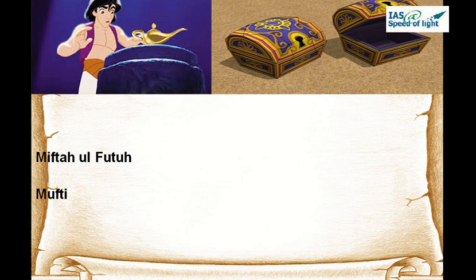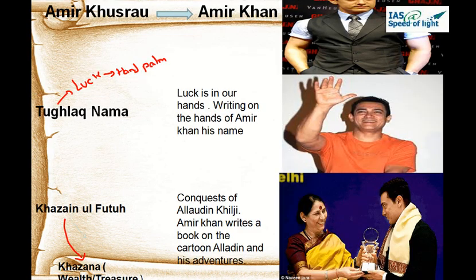Now see a picture again where Amir Khan, in spite of writing his name on his hand palm, that is Tughlaq, luck is hand palm, he's also writing a book on Aladdin. He's so much inspired by Aladdin, and he's writing a book on the adventures of Aladdin. Whenever Aladdin goes in search of any khazana, he wrote a book on that. So Khazan ul Futuh: from Khazan we get khazana, and who is looking for these khazanas? It is Aladdin, or Alauddin Khilji.